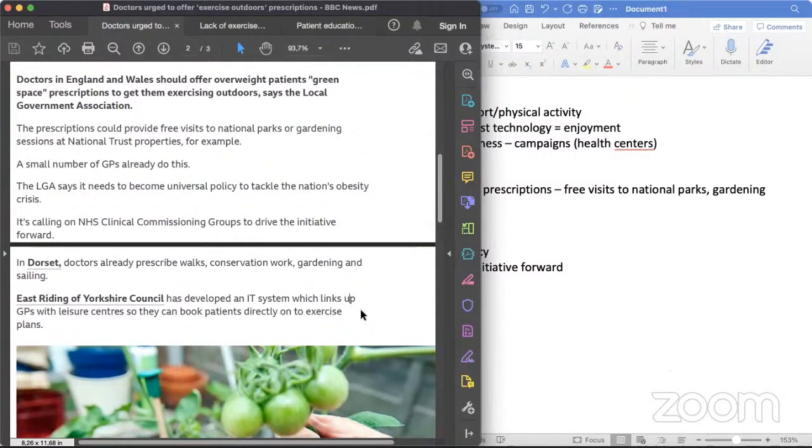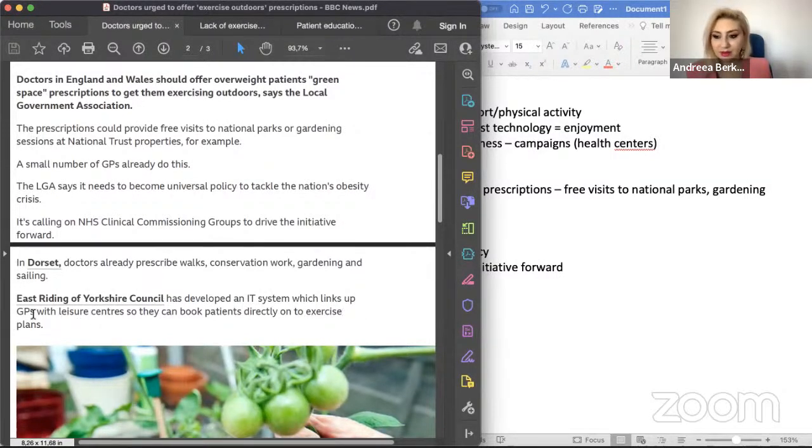East Riding of Yorkshire Council has developed an IT system which links up GPs with leisure centers so they can book patients directly onto exercise plans. Here, GPs, what are GPs, Alina? General practitioners. Yes, doctors, general practitioners or general practices. Great. Okay, so here's one more idea. I think we can move on.